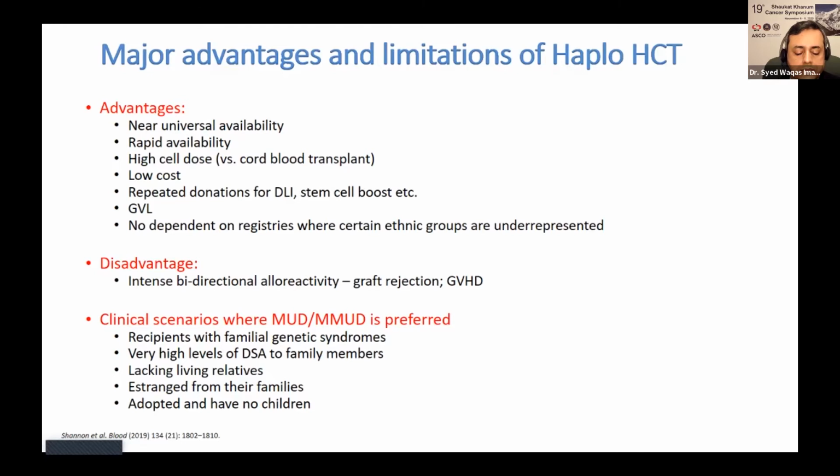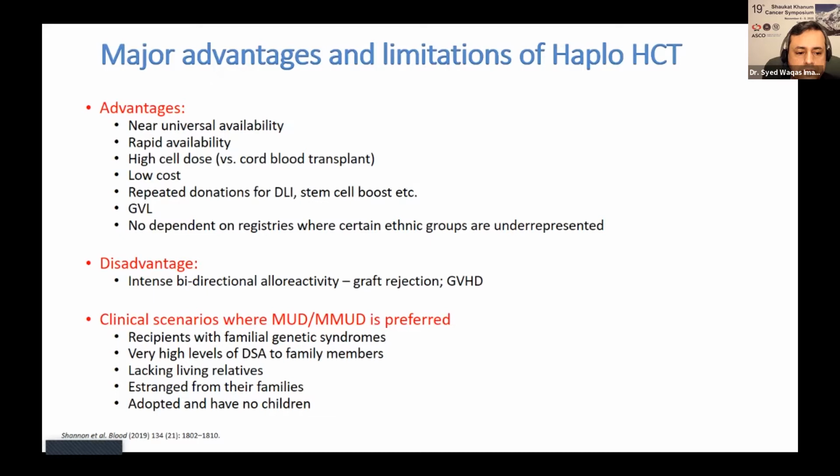Another advantage is high cell dose compared with the cord blood transplants. These transplants are usually cheaper since they do not require blood banking or big registries. Then donors are usually available for repeated donations for stem cell boost or donor lymphocyte infusions. The graft versus leukemia effect is robust, and as I said before, these type of transplants are not dependent on registries where certain ethnic groups are underrepresented. One disadvantage is intense bidirectional alloreactivity. Traditionally, the haplotransplants have been associated with high rate of graft rejection and high rate of graft versus host disease.